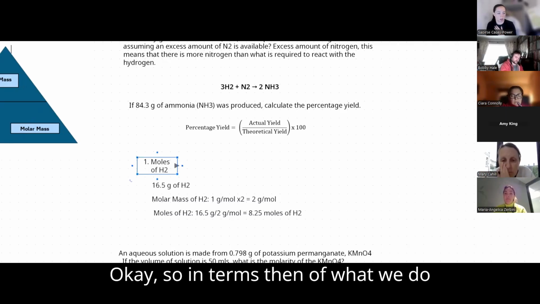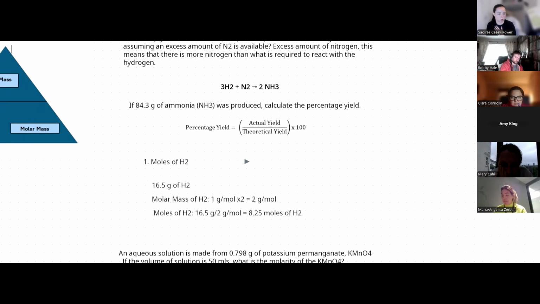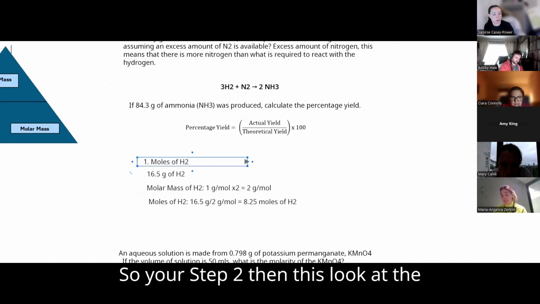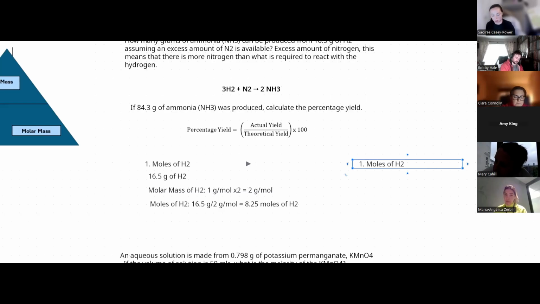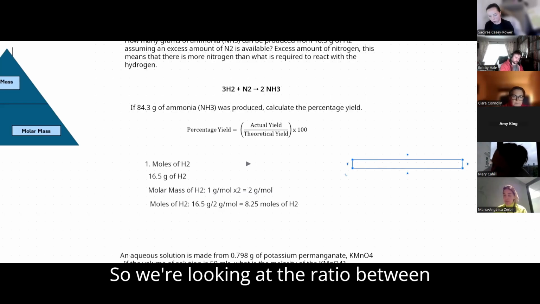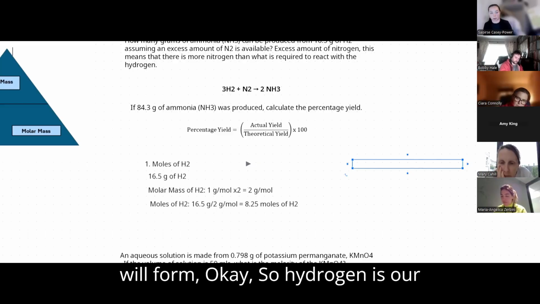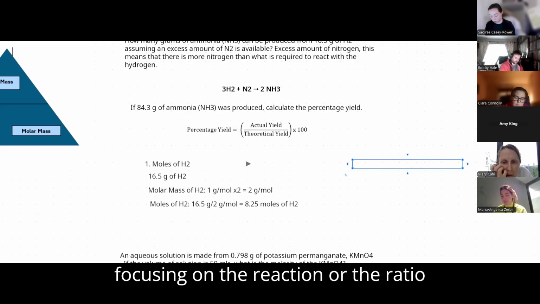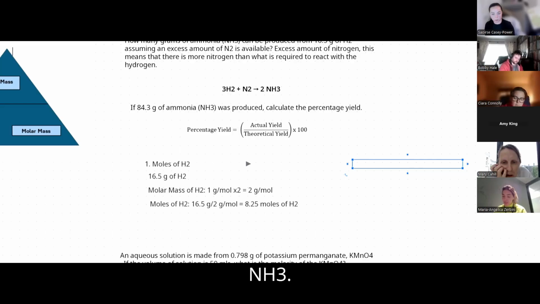Okay, so in terms of what we do next, I'm just going to move all this up so we have a bit of room. Your step 2 is to look at the actual ratio based on your balanced chemical equation. We want to know how much ammonia will form. So hydrogen is our limiting reagent, and we're only focusing on the ratio between H2, our limiting reagent, and NH3.